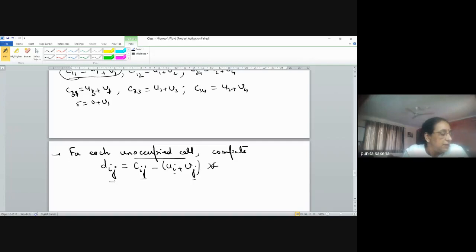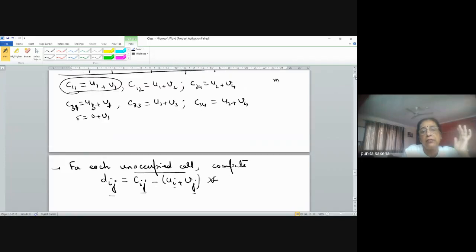Let's do it. Because actually these DIJs, if you just correlate things, your DIJs are nothing but your Zj minus Cjs. Okay, in this case it's Cj minus Zj. So these Dij's are going to define whether your current solution is optimal or not. It's a minimization problem, mind you. Okay, so we now compute Dij's for all unoccupied cells.